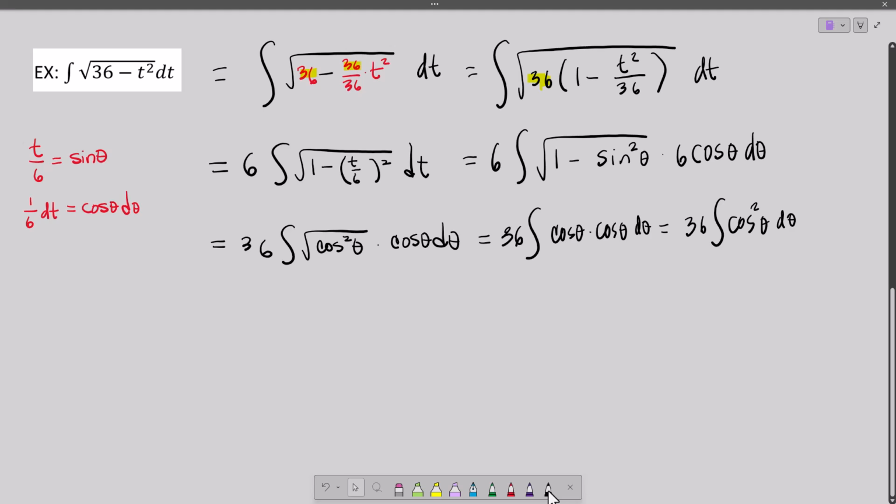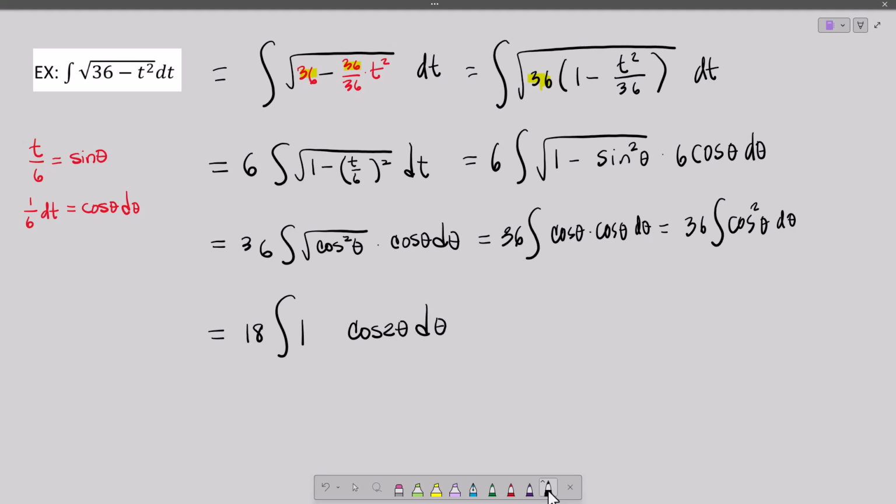And how do you integrate cosine squared? Power reduction. So the half comes out and makes the 36 an 18. And then is it 1 plus or minus cosine of 2 theta? Plus. Reverse chain rule. Theta plus sine of 2 theta over 2 plus c.